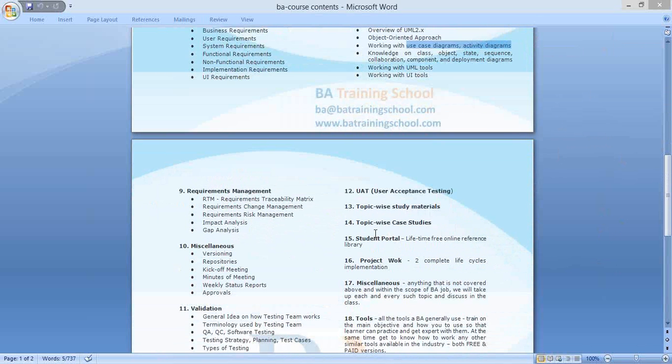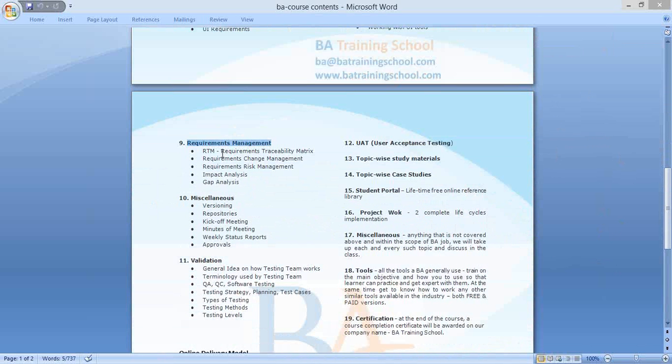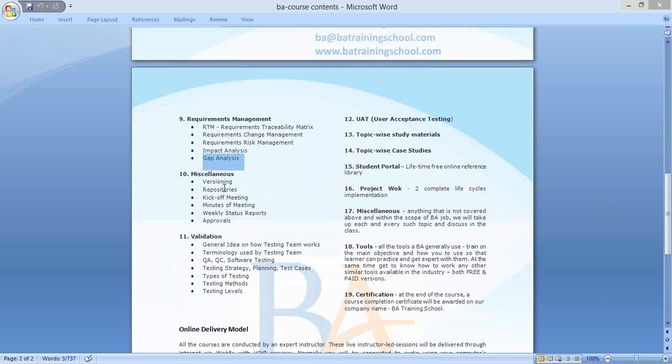And then we'll have the requirements management, which includes the requirement traceability matrix, change management, risk management, impact analysis, gap analysis. And then some miscellaneous stuff like versioning, repositories, and so on. These are all very simple tasks, but still, because you people are not into this particular job, you may not have an idea how to do this. So I'm going to cover even that as well.